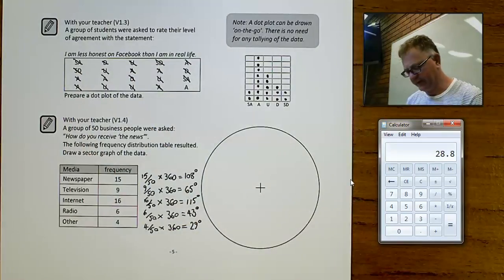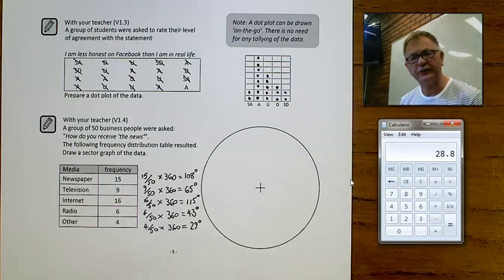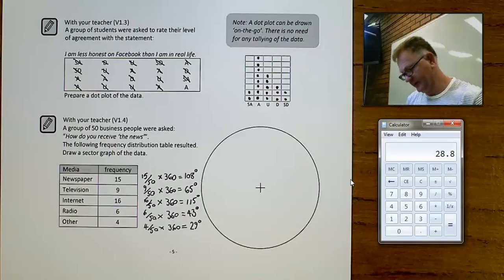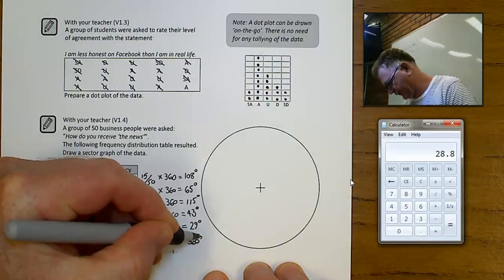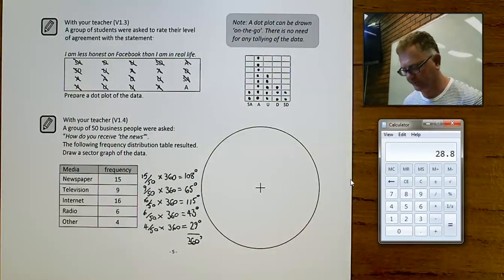Not a bad idea at this stage to add them all up. They should equal 360 degrees. You might be out by possibly a degree just because of your round off error, but it shouldn't be out by much more than that. Seems to add up to me. So we're right to proceed and draw our graph.